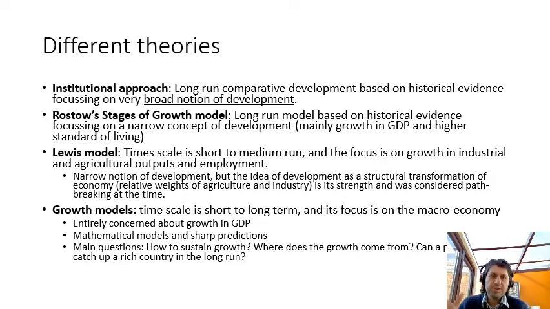And then you have the Lewis model. The Lewis model, as you remember, divides your economy up into two sectors, the agricultural sector and the industrial sector. It makes this tacit assumption that the industrial sector is the engine of growth, and then it demonstrates how people move out of agriculture into industry and how growth occurs. Again, narrow notion of development, looking mainly in terms of GDP growth.